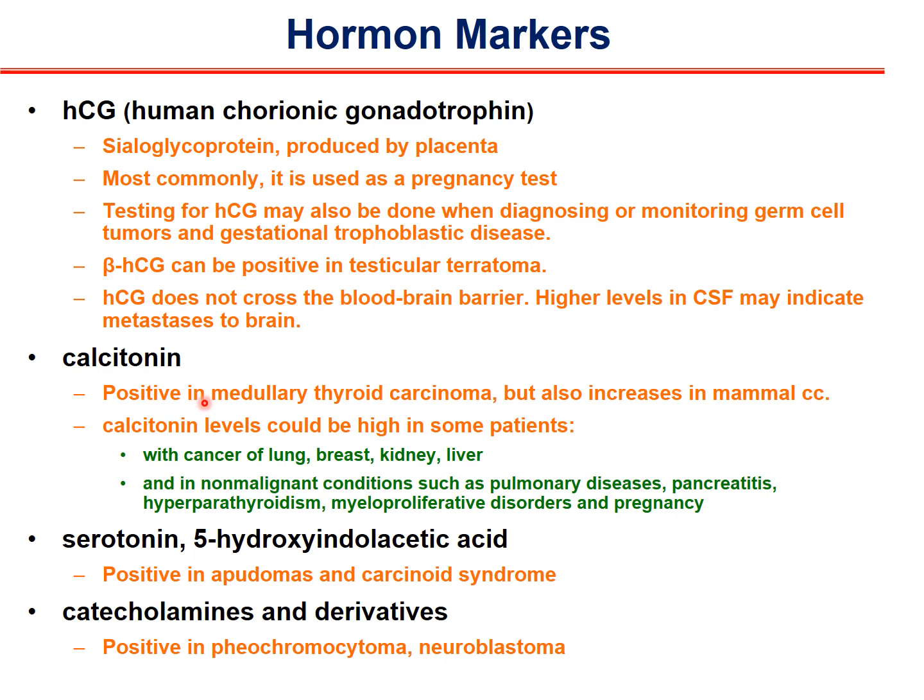Calcitonin is positive in medullary thyroid carcinoma, but also increased in mammary carcinoma. Calcitonin levels can be high in some patients, for example with cancer of lung, breast, kidney, liver, and in non-malignant conditions such as pulmonary diseases, pancreatitis, hyperthyroidism, myeloproliferative disorders, and pregnancy. Serotonin or 5-hydroxyindoleacetic acid is positive in carcinoid syndrome, and catecholamines and derivatives, for example, are positive in pheochromocytoma and neuroblastoma.